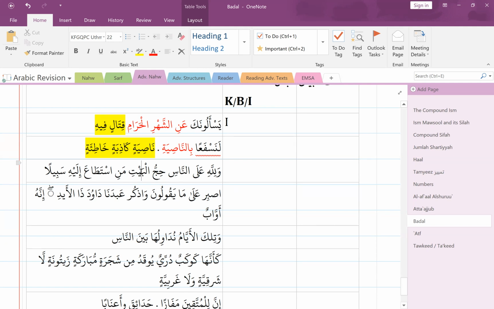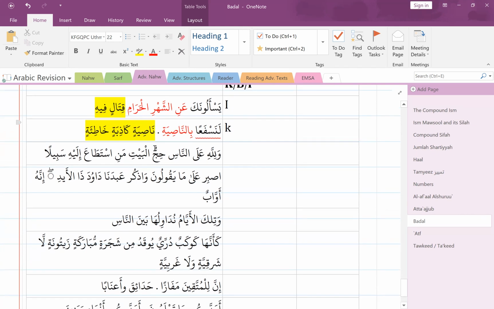لنسفعا بالناسية. So this should be the badal al-kull, because it's replacing it fully. Like kull, you can actually say لنسفعا بناسية كاذبة خاطئة. You can just take the whole thing and put it in there. But the important thing you need to realize is that the mubdal minhu, the thing being replaced, is proper, but the badal is nakira. That can happen. No problem. It's not like mawsuf sifa where all four properties have to match. This is allowed. Okay, back to you, Fawzia.